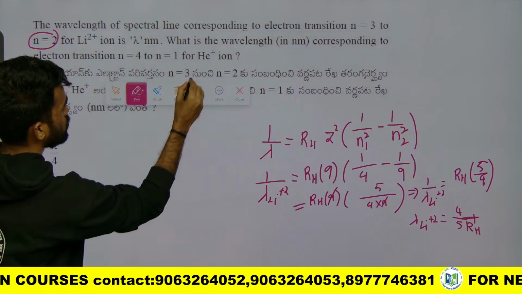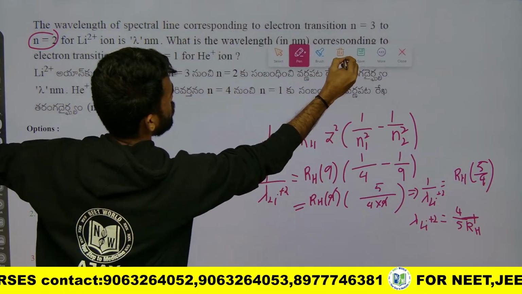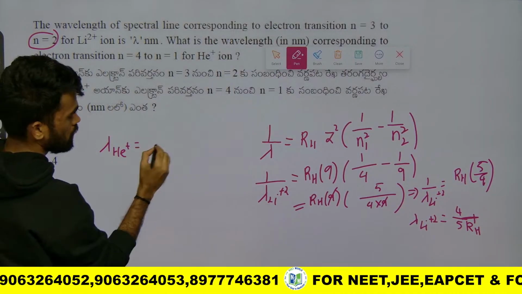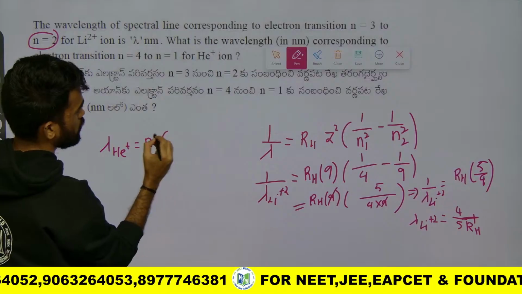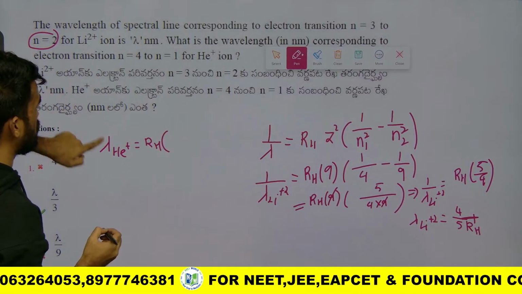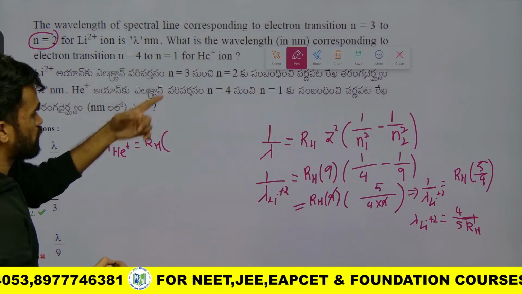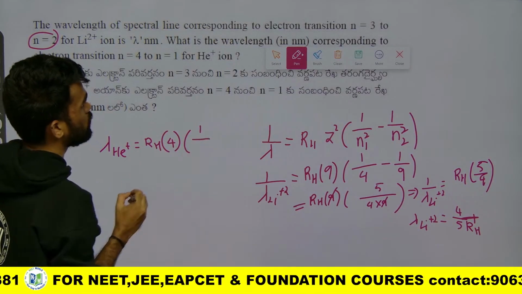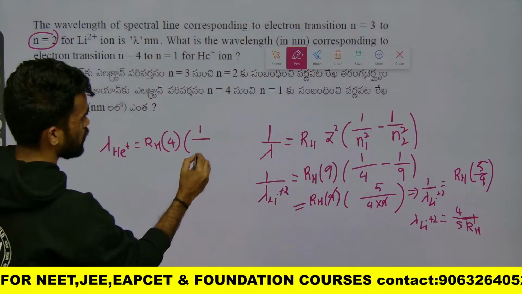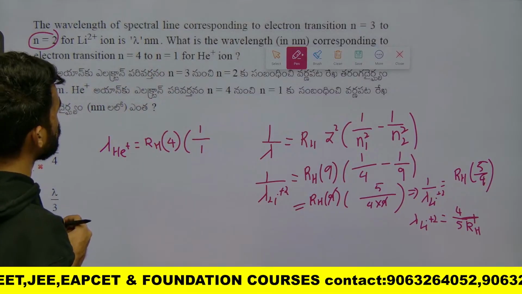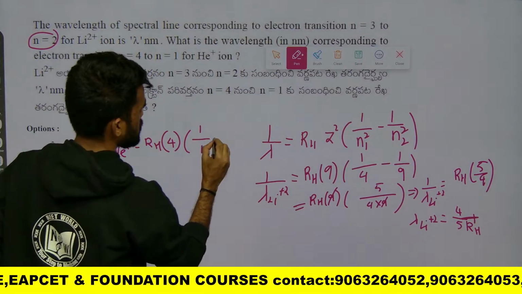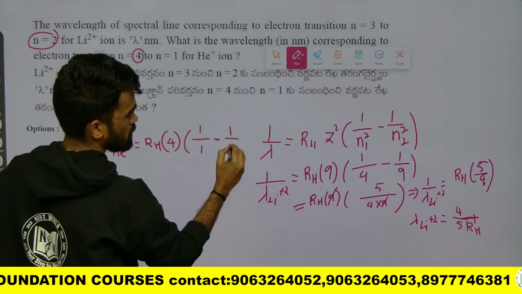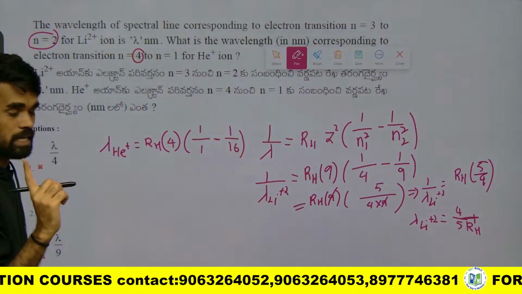So lambda of helium plus, again RH Z square. The atomic number of helium is 2, so Z square means 2 square, 4. What is the 1 by n1 value? n1 is 1 only. And what about n2? It is 4, so 4 square, 16, I am writing here. Hope it is clear what I am doing.